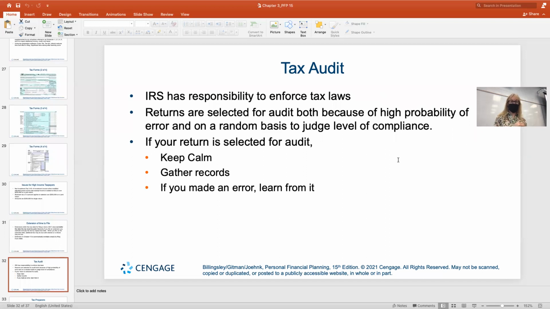So, audit, IRS audit. Have any of you ever known someone who's been audited by the IRS? Okay, you want to share that experience?